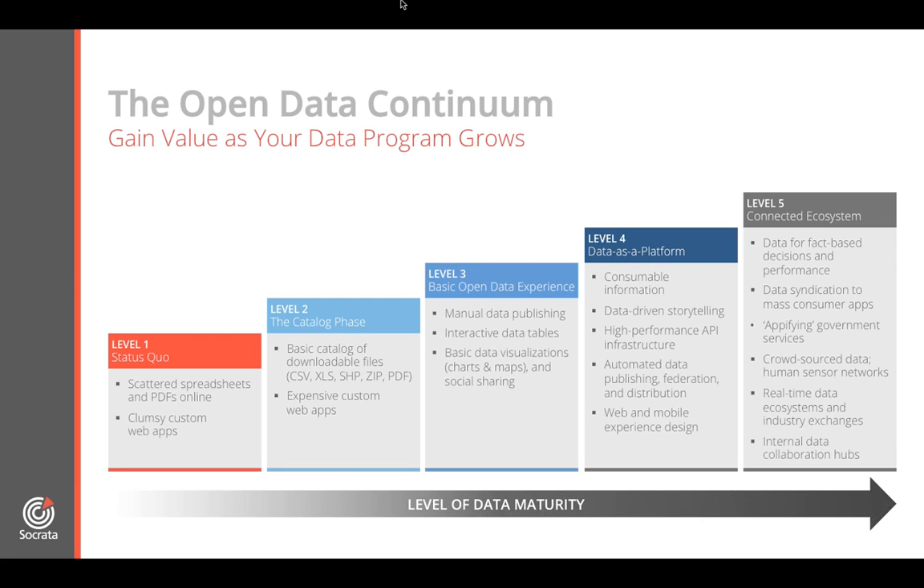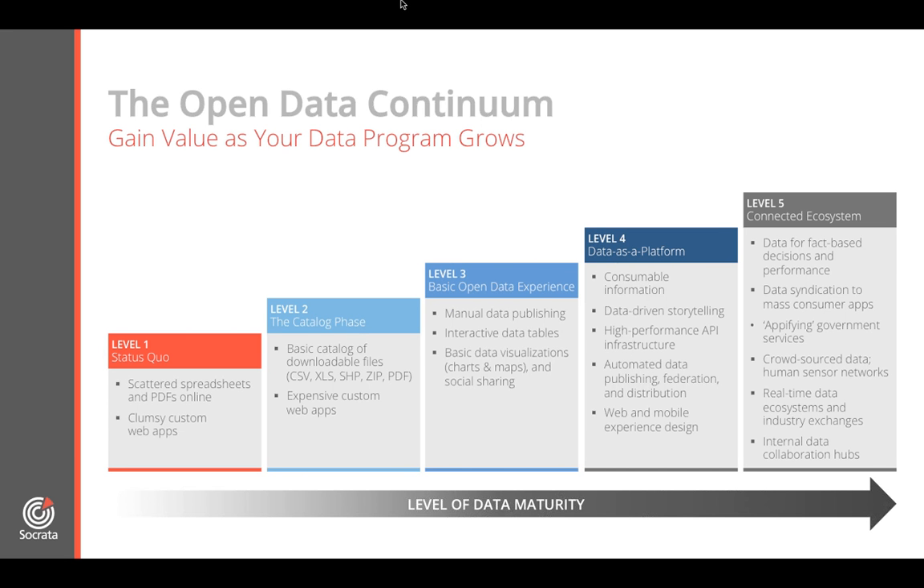What we see more as the level 4 of this continuum model is more of a data as a platform idea. Information is really consumable. There's data-driven storytelling around this data. We're really trying to build out this narrative around different types of data, as well as a high-performance API infrastructure. APIs allow programs to systematically access data sets and systematically use those data to power their applications. So think maps with points on them. This is all powered by an API. As well as automated data publishing, federation, and distribution, being able to plug and chug different data sets. Then you start getting around these ideas of benchmarking and metric-driven federation.